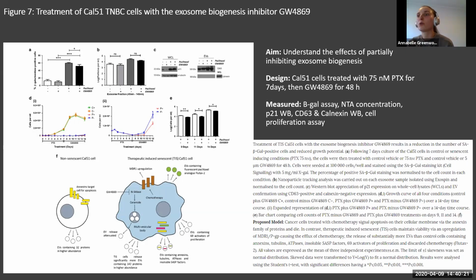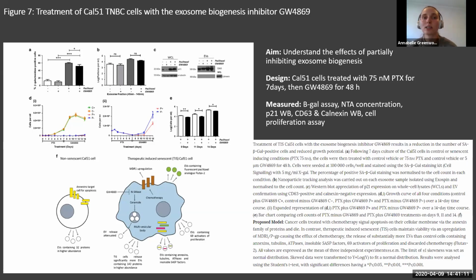And so what they show in A is the beta-galactosidase assay, where you can see a slight decrease in the PTX treated cells with the exosome inhibitor. And then for B, we're looking at the NTA concentration. So there's no significant differences there. You can see potentially a slight trend towards a decrease in the cells treated with the inhibitor, including the control cells. But I think this is probably indicative of the efficiency of the exosome inhibitor, but I'll come back to that.